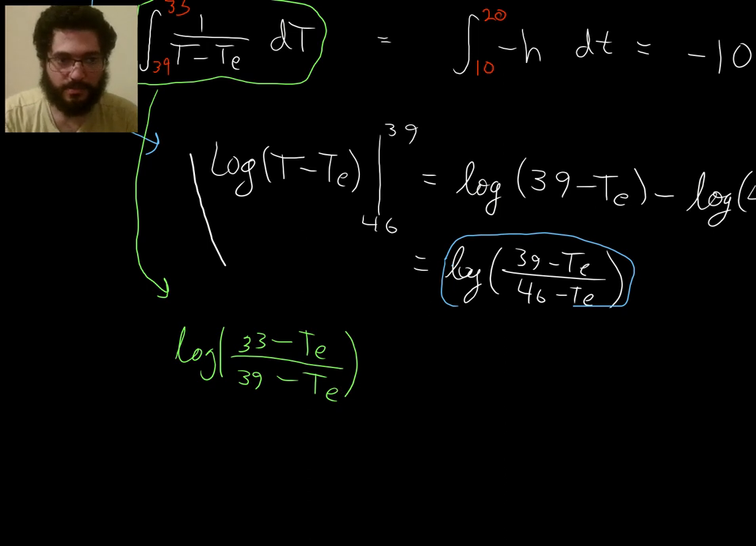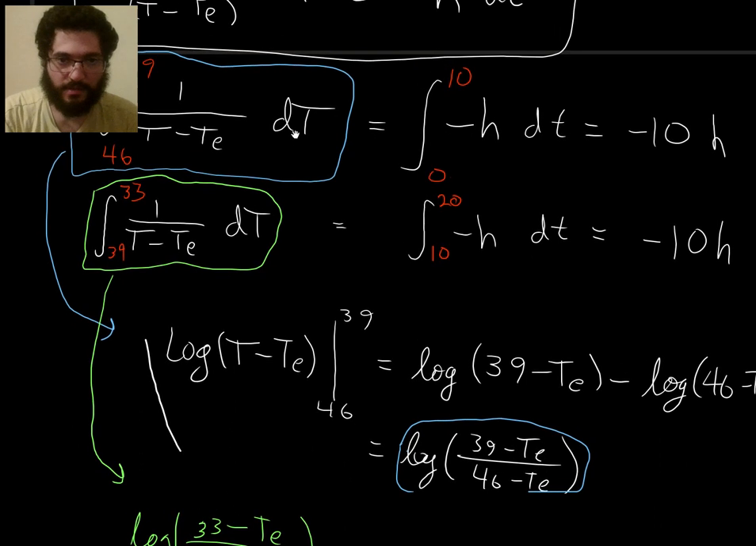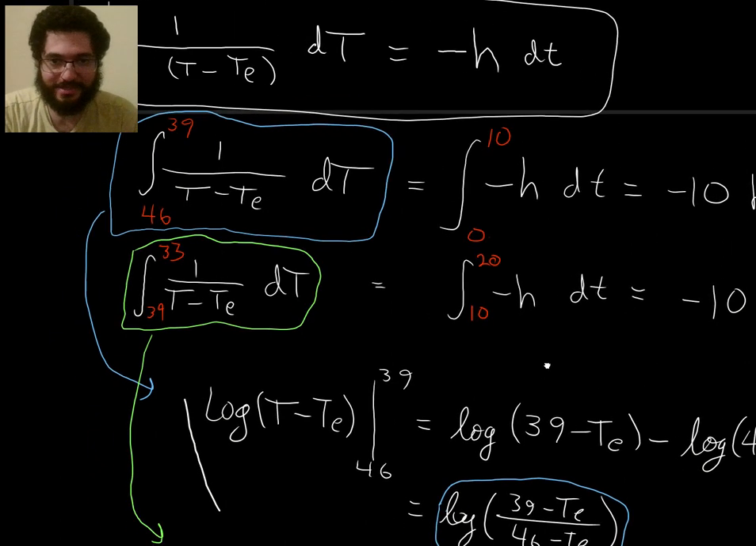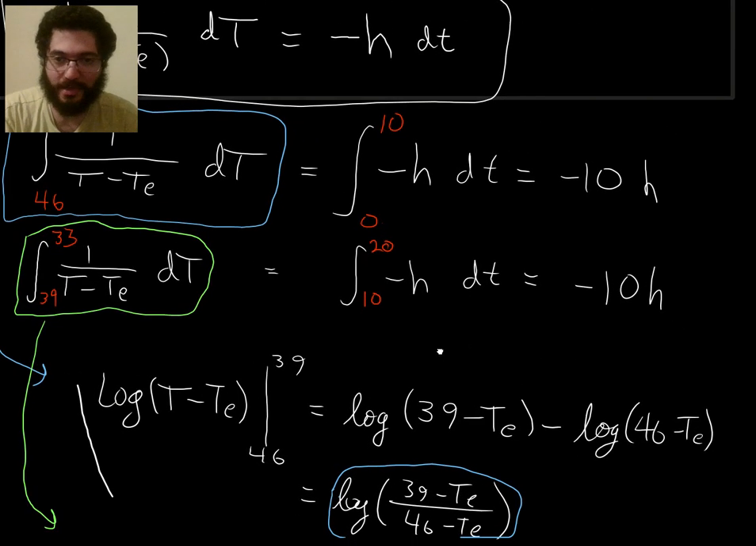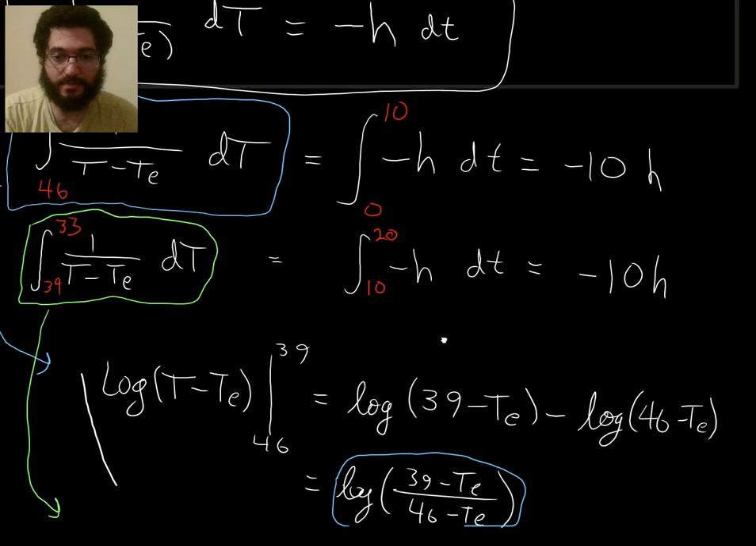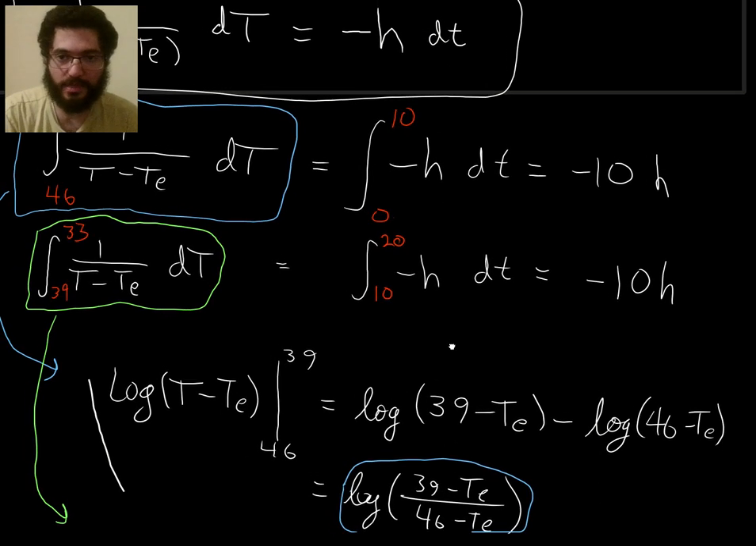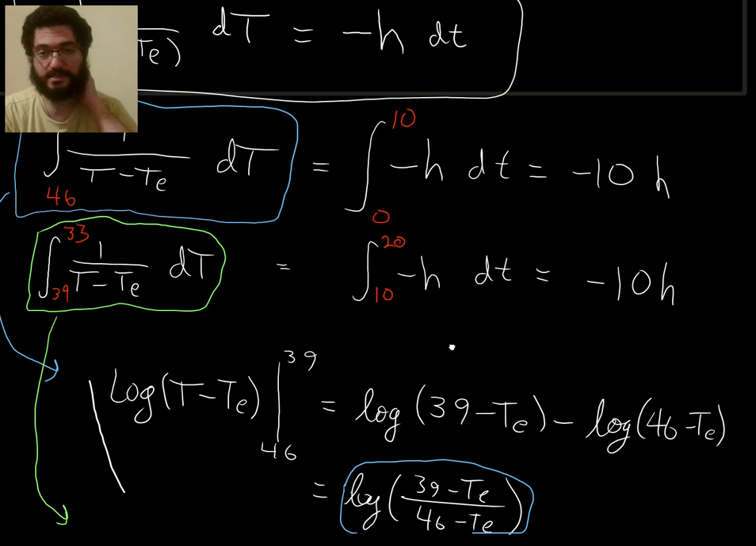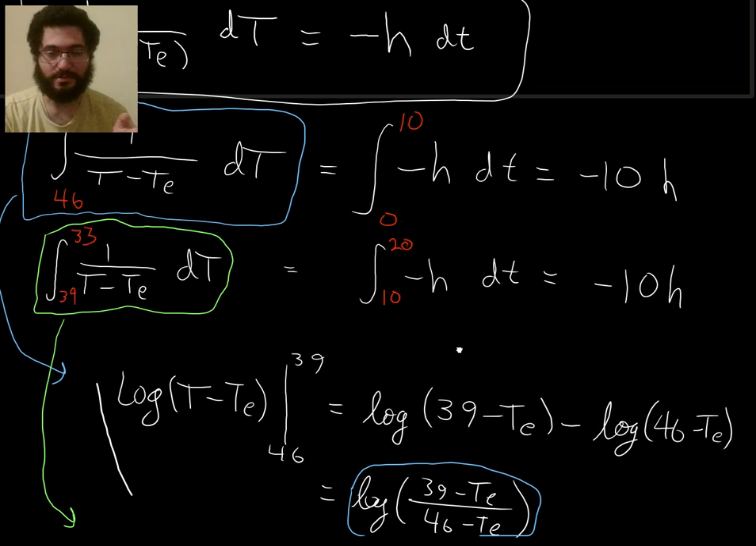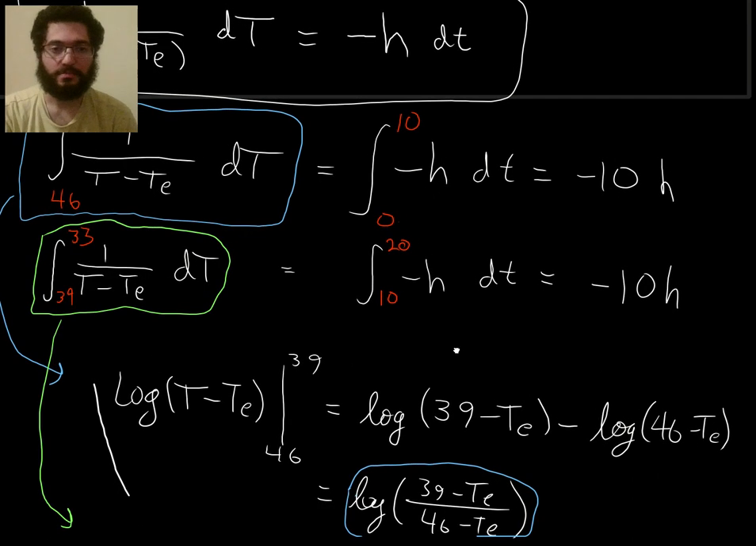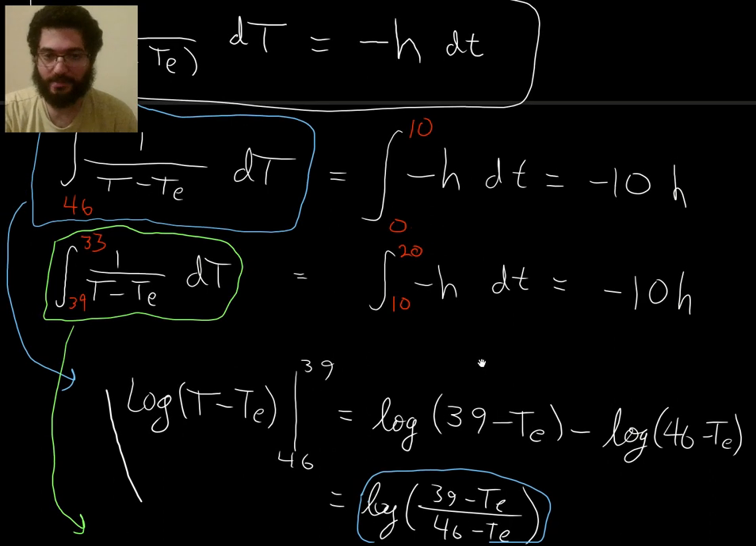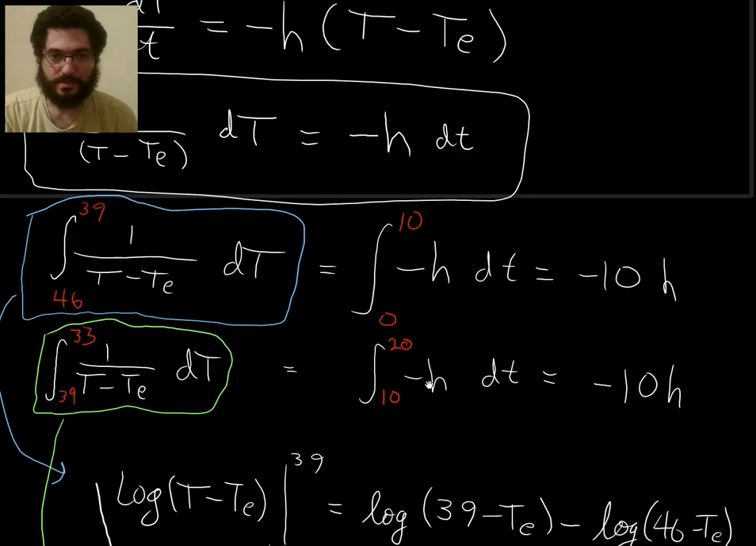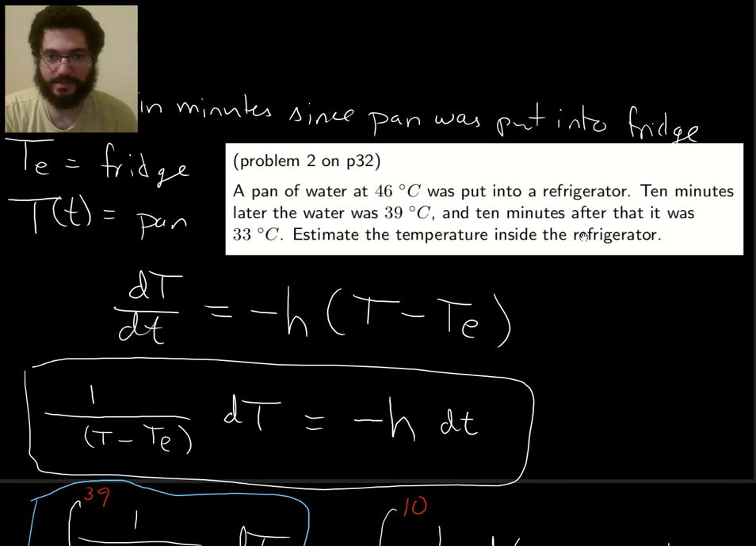Now I have this thing equals minus 10h, this thing equals minus 10h. I actually don't care about h, right? In this problem, I don't really want to compute h. Depending on how you do the problem, you might need to compute h as an intermediary step in order to compute other things. But I don't specifically care about h for its own sake. I only care about computing what is T sub e. Remember, the original question was estimating the temperature in the fridge.